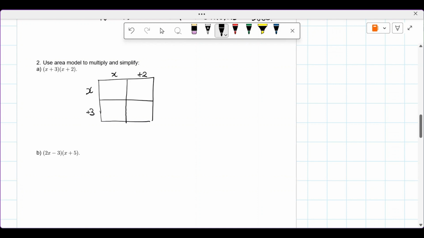Now I need to find the area of each part. x times x is x squared, x times 2 is 2x, 3 times x is 3x, 3 times 2 is 6. So finding the sum of the areas here, x squared plus 2x plus 3x plus 6 is going to be x squared plus 5x plus 6.